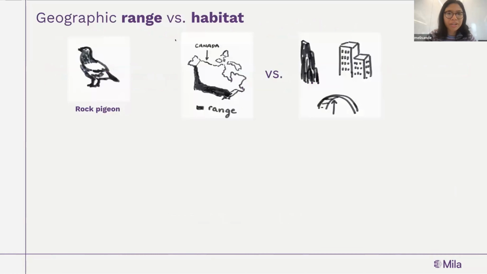Now, I want to make a quick note on two terms that are important to distinguish. There are two things that are usually important when you look at species distribution modeling, and these are understanding the geographic range and the habitat of species. Those are two different things because, for example, if you take the rock pigeon, the range of the rock pigeon in Canada is the south of Canada and the west coast because it's too cold up north.